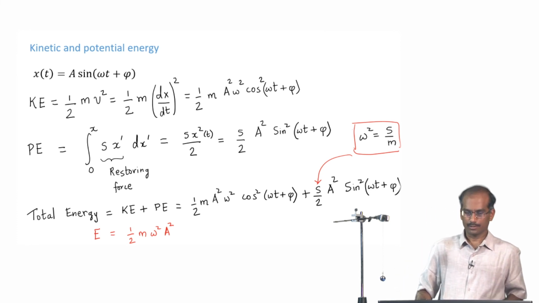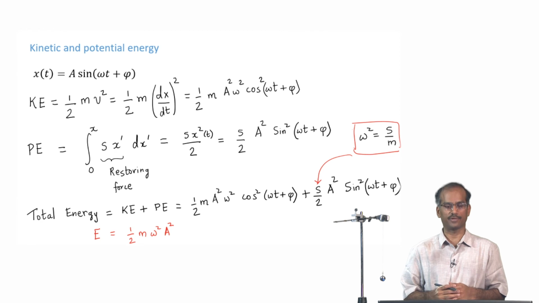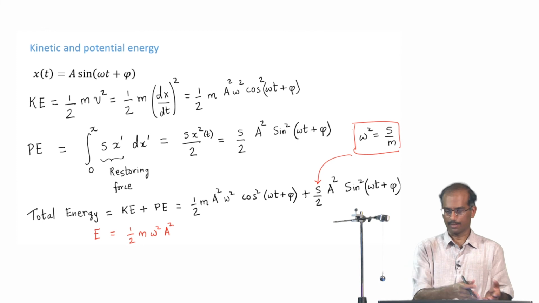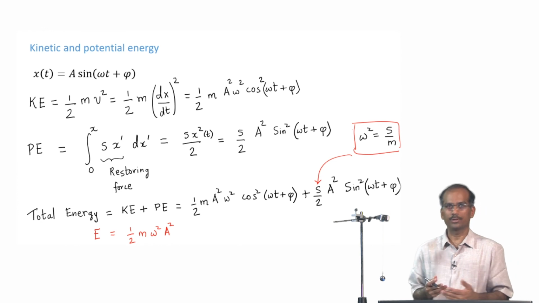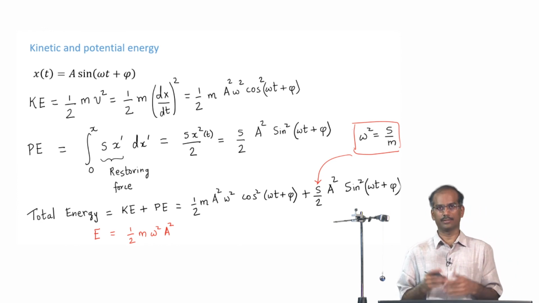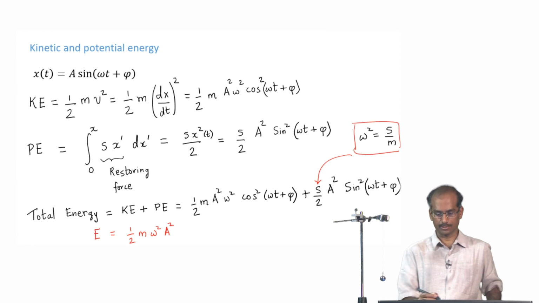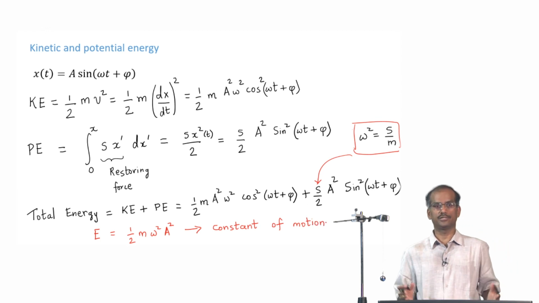So, you will notice that each of these kinetic and potential energy individually are functions of time, because kinetic energy has this cos square omega t plus phi and potential energy has this sin square omega t plus phi. So, individually kinetic energy and potential energy, they are time dependent. On the other hand, the total energy is independent of time. So, mass, angular frequency omega, amplitude, all of them are constants. So, the total energy is a constant of motion. It does not change with time.